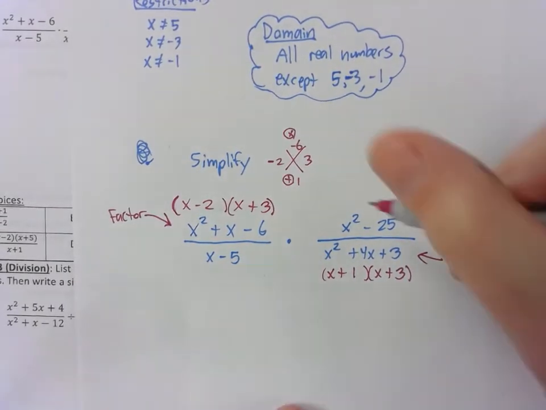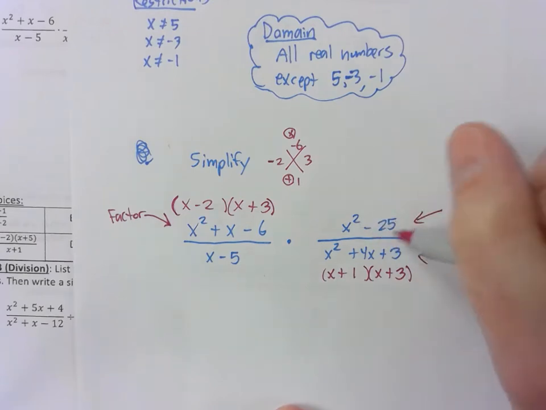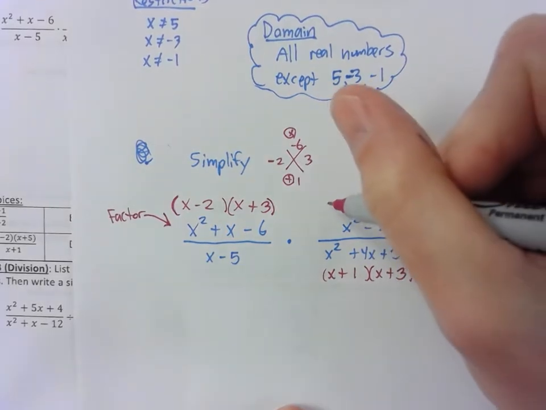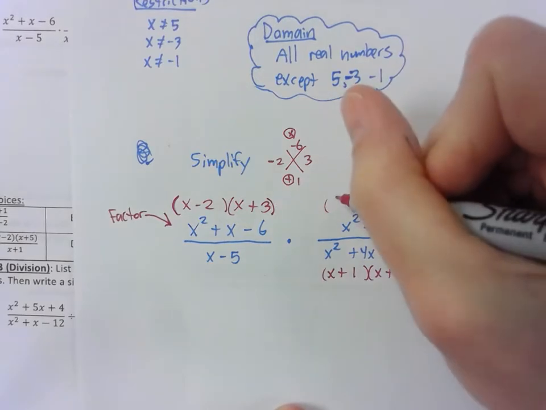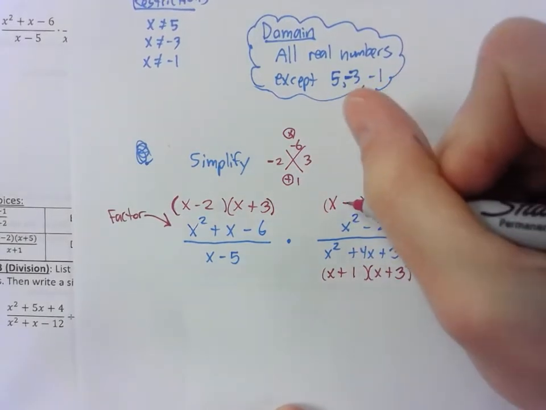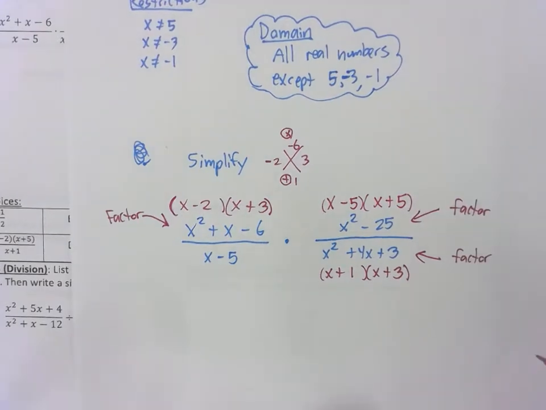Now if you go over to here, I have x squared minus 25. Notice that 25 you can take the square root and get a whole number. That's going to be 5. So this is a difference of squares factor. That's where one's plus and one's minus. So the square root of 25 is 5. So x minus 5 and x plus 5 would be your two factors for that.